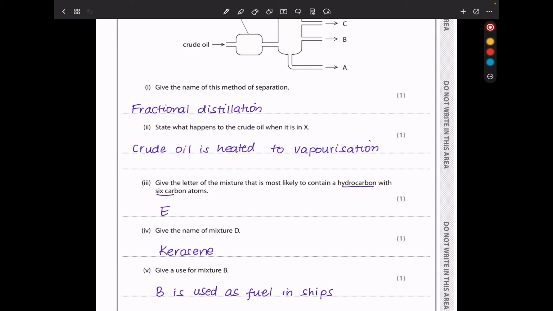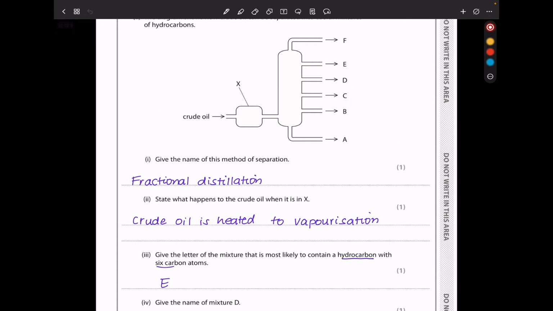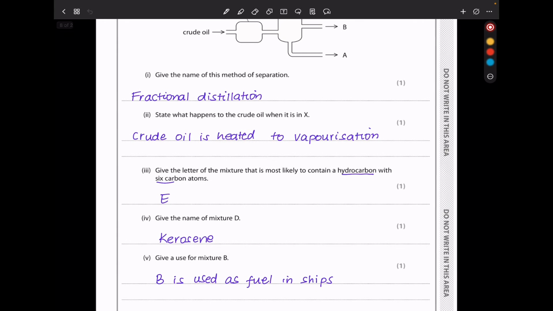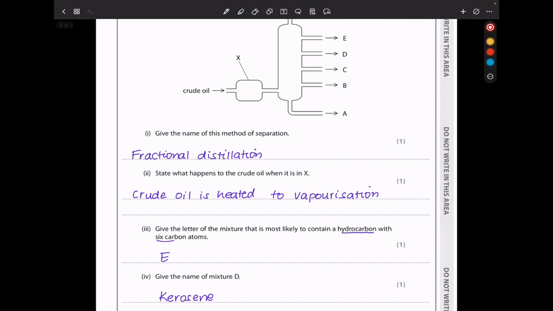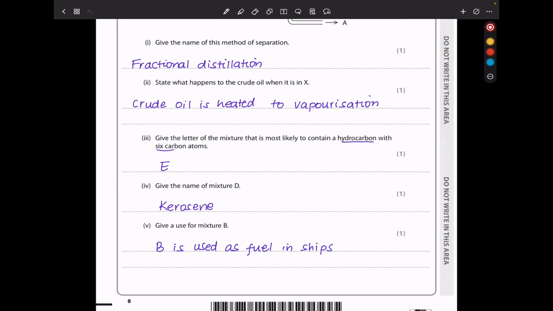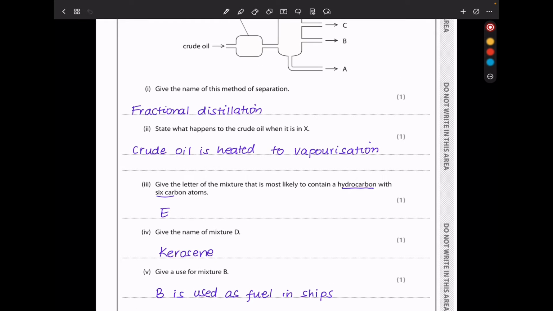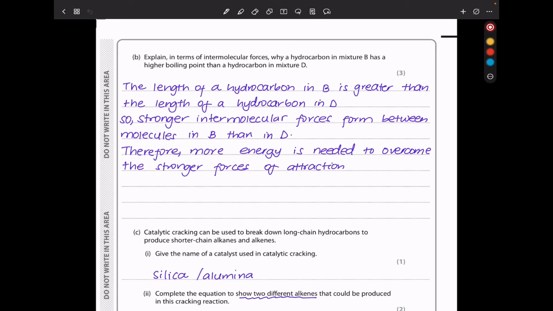And next they say give the letter of the mixture that is most likely to contain a hydrocarbon with 6 carbon atoms. Between carbon 1 to 4 it's going to be in F, so we expect something that is 6 carbons to be in this fraction, so the answer should be E. And next they say give the name of mixture D. D is going to be the kerosene mixture or kerosene fraction. And they say give a use for mixture B. Mixture B can be used as fuel in ships.